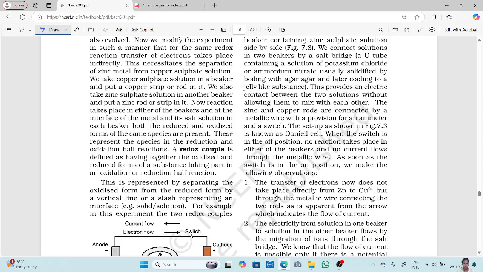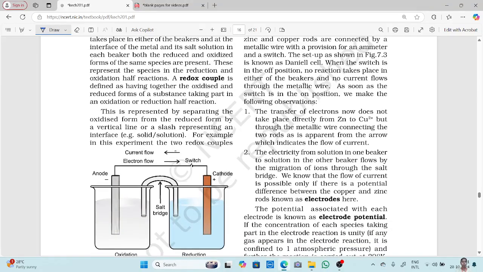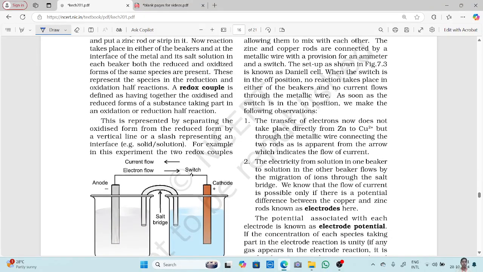Now we take copper sulfate solution in a beaker and put a copper strip or rod in it. We also take a zinc sulfate solution in another beaker and dip a zinc rod in it. So in short, you have to take 2 beakers. This one will contain copper sulfate solution and a copper rod. This one will contain zinc sulfate solution and a zinc rod.